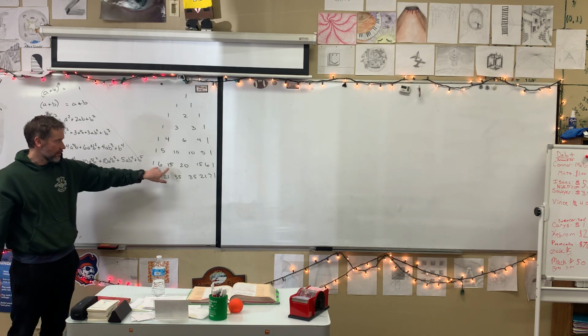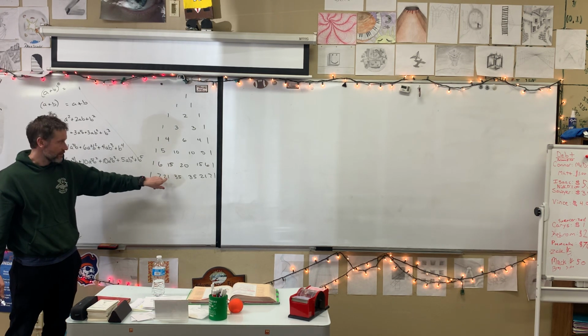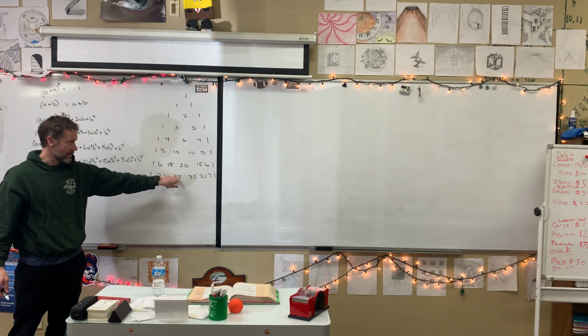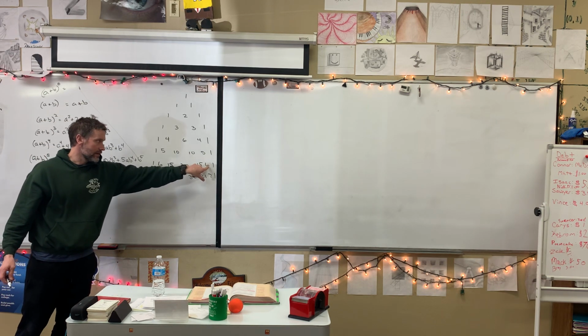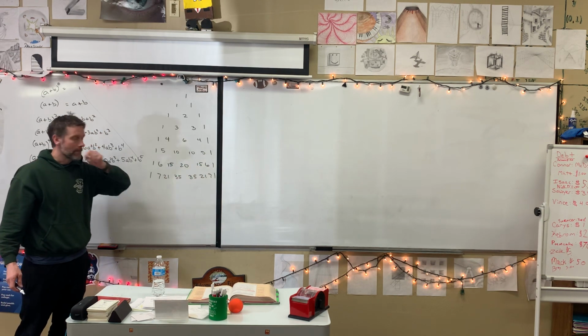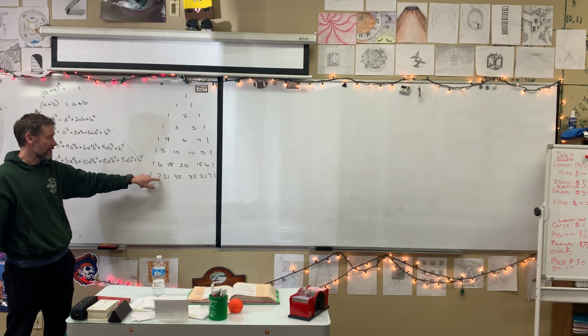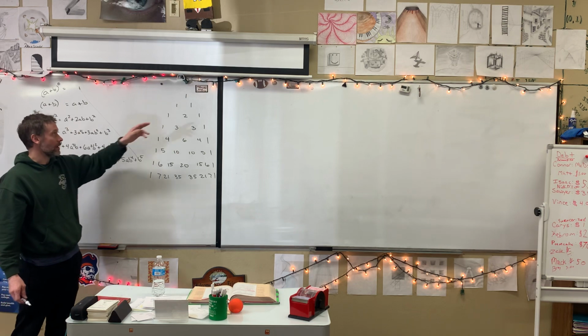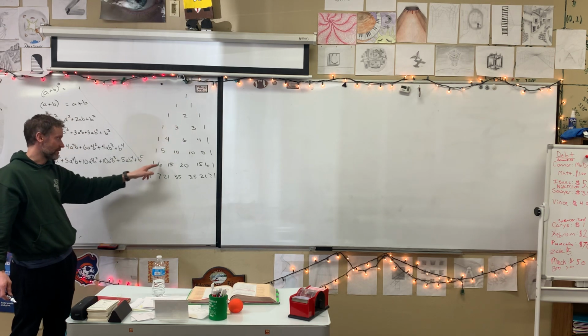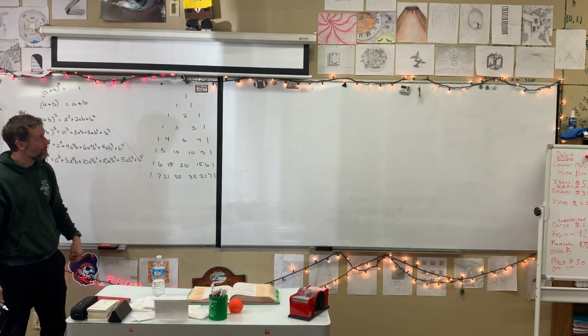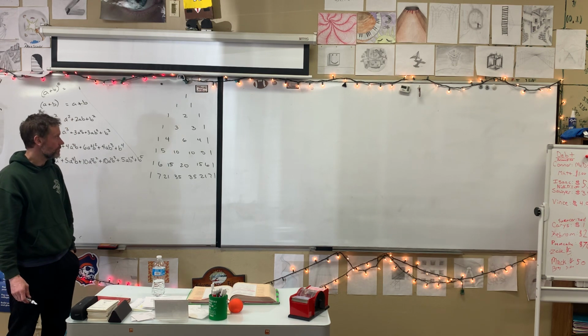So you take two numbers here, add them together, and it gives you the number below. Keep going like that. 1 and 6 is 7. You can also recognize it's 1, 2, 3, 4, 5, 6, 7, 8, 9, 10. Looking at the diagonal line, from 6 to 10 is 4, 10 to 15 is 5, 15 to 21 is 6.